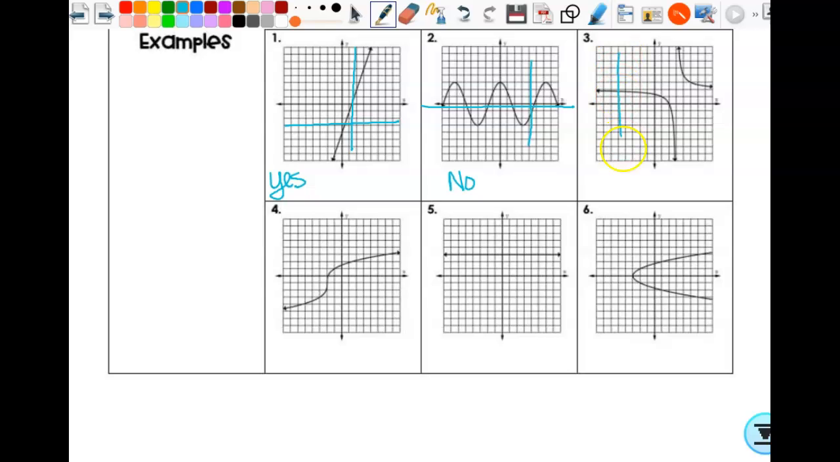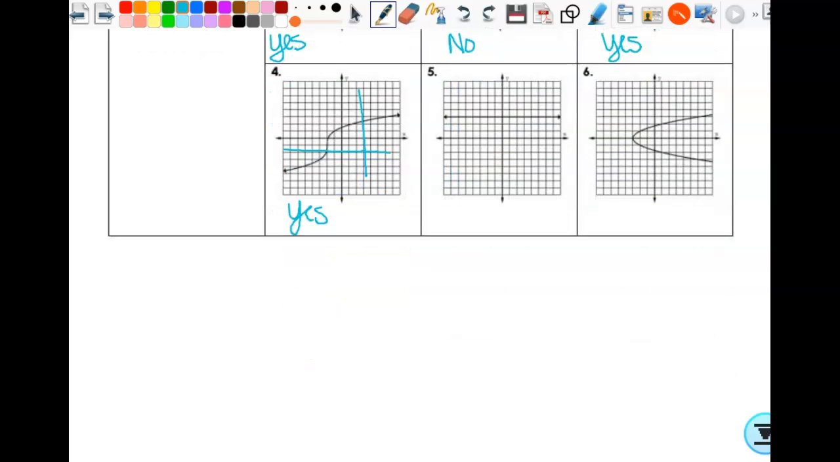Right? Number 3, does it pass the vertical line test? Yes. Does it pass the horizontal line test? Yes. So it is a one-to-one function. Number 4, pass the vertical line test? Yes. Horizontal line test? Yes. Number 5, pass the vertical line test? Yes. Pass the horizontal line test? No. Fails it miserably. I don't think it could fail it any worse than it did. All right, number 6, pass the vertical line test? Nope. Does it pass the horizontal line test? Yes, but the answer is no, because since it fails one of them, it's not a one-to-one function. Easy enough graphically?